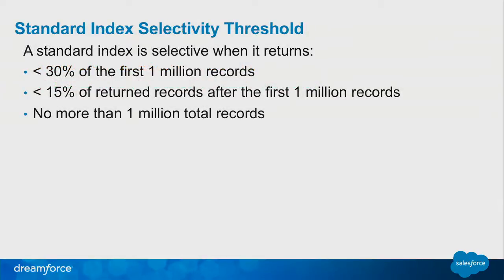Okay, so earlier I mentioned the selectivity threshold. Essentially, the optimizer is trying to determine whether using an index is efficient. So if your filter was returning 90% of the rows in that object, the optimizer realizes scanning an index for 90% is less efficient than just doing a table scan and getting all the records in at once. With a standard index, there are 3 rules for the selectivity threshold. The first rule is less than 30% of the first million, and then less than 15% of the records after the first million, but you're maxed out at 1 million records.